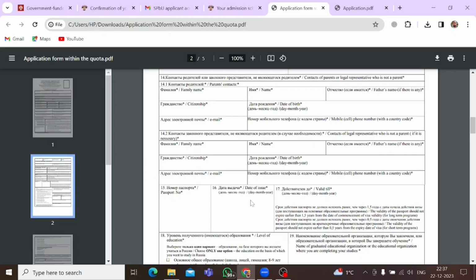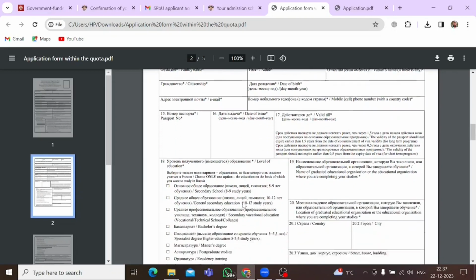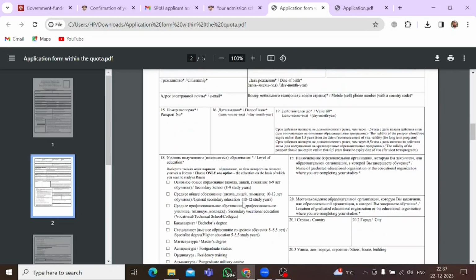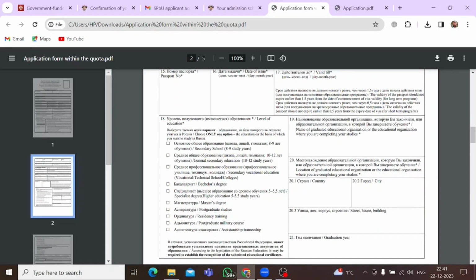Like I told you, your passport has to be valid for quite some number of months. In some places you will see 5 months, 6 months, and some places you will see up to 1.5 years. So you should have a validity of about 1.5 years before you can apply for a scholarship. For example, if your passport is going to expire in 6 months or whatever, you cannot enter the Russian Federation with such a passport. Level of education.